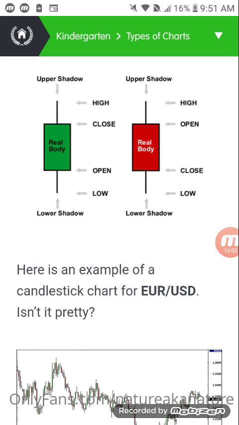Green and red candlesticks. If it's a red candlestick, the opening is at the top. It's going to open at the top because it's selling at the top and going to close at the bottom, near the support. Same thing with the green candlestick. It's going to open at the bottom and close at the top, near the resistance.